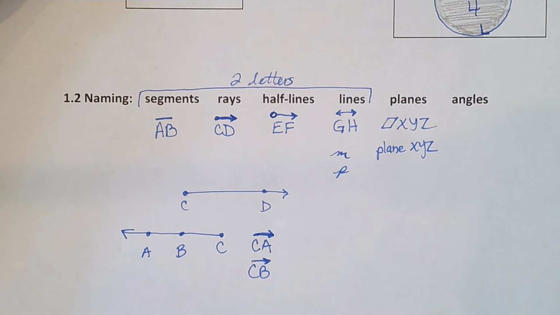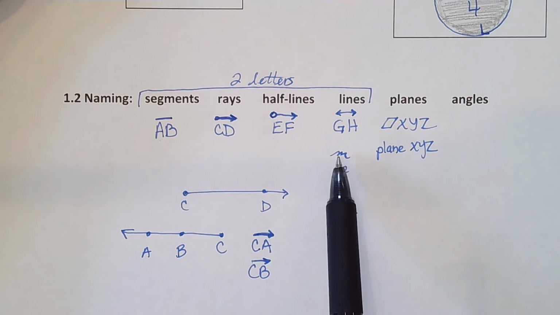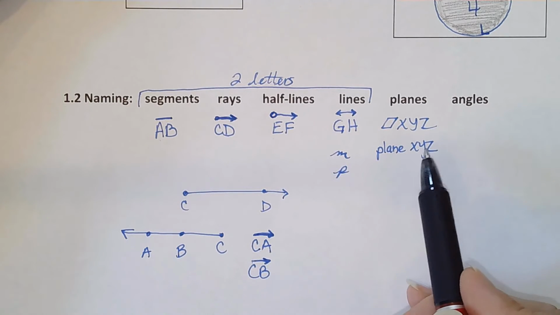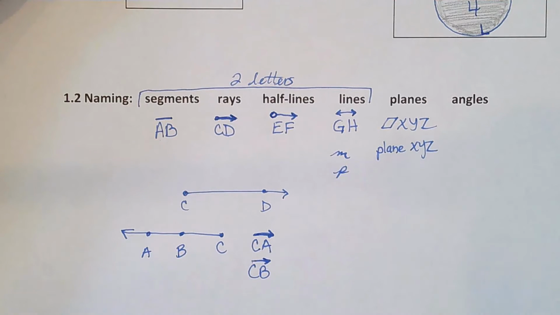So if you happen to see that, where a plane has, similar to the line, a cursive or italic letter in the corner of that plane, you can name the plane by that one particular letter. But most of the time, we're going to name our planes with three letters. Okay. Then we've got angles, and I know that was something new this past week.